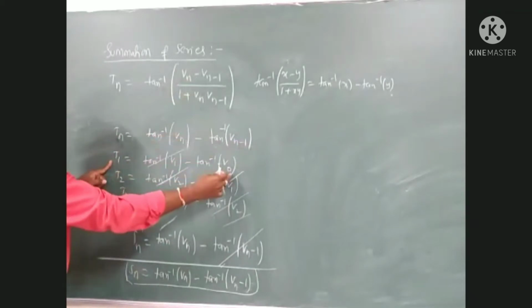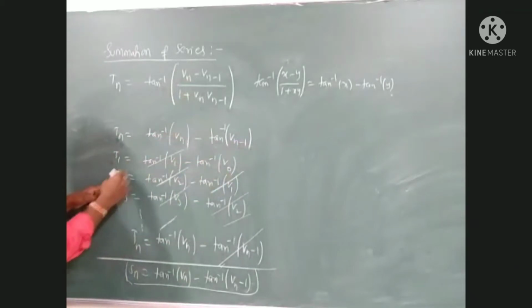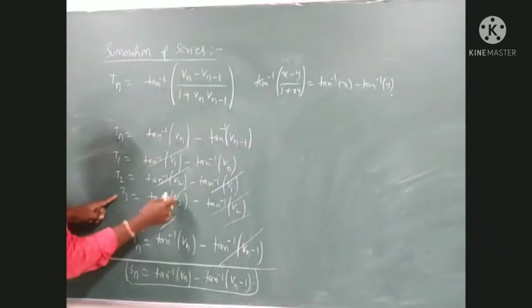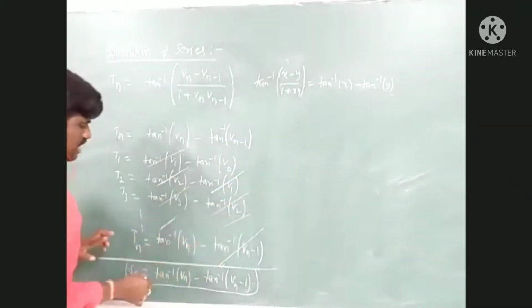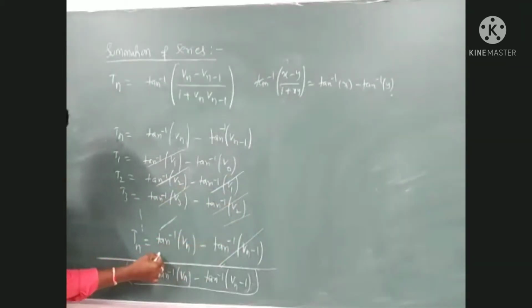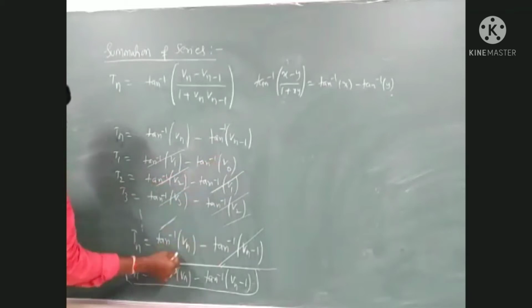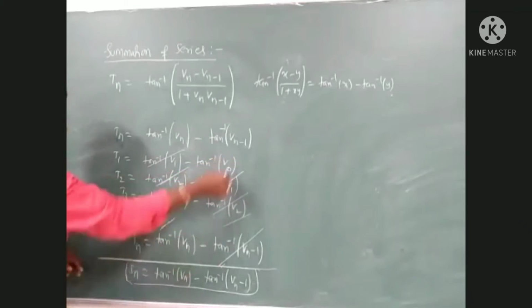Wherever n is there, substitute 1. Wherever n is there, substitute 2, then 3. Likewise, you substitute. Then this cancels, this cancels, all will cancel out. What remains is the first term here and the last term here, and the first term. On this side, 1 will remain.